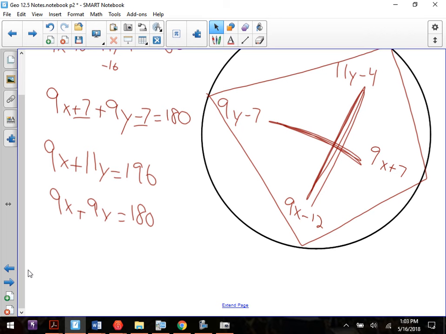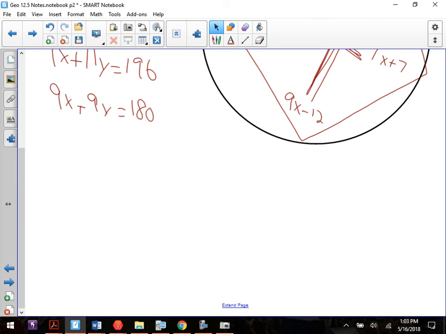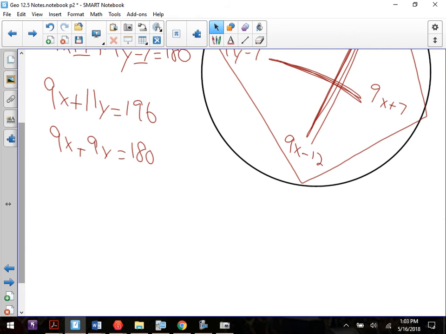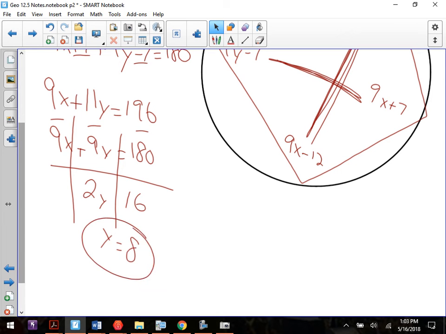Subtract. So you make 3 subtraction problems out of this. Oops. I always split it up. So subtract here, 0, 2y, 16. You get y is 8. You get one of them is 8.